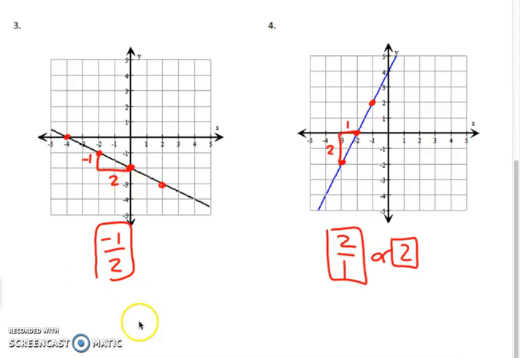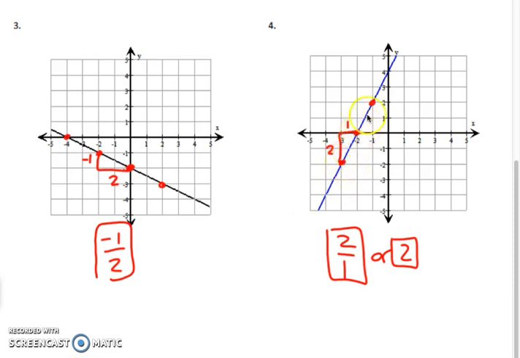I got negative 1/2 for the number 3, and then I got 2 or 2 over 1 for number 4. I found some points that crossed nicely, and then I used this slope triangle, for example. I started at this point and I went down 1, so negative 1, and then right 2, so positive 2, and then rise over run, so negative 1/2. I know that's right because that line is going down, so it should be negative.